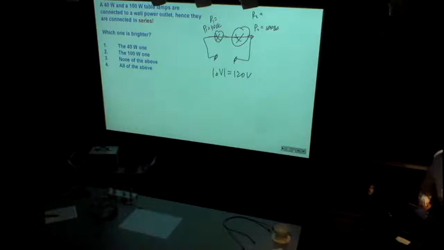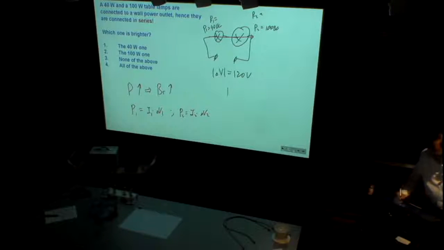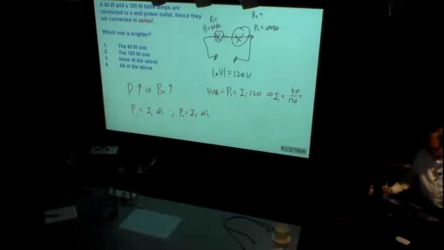So higher power means higher brightness. That's what it means. More power, brighter bulb. Less power, dimmer bulb. But if I try to calculate power, well, number 1, I1 times delta V1, or power number 2, I2 times delta V2, this is what I have to do, right? P1 equals I1 times 120, and P1 equals 40 watt. So that gives me electric current 40 over 120, 4/12, 1/3 amp.